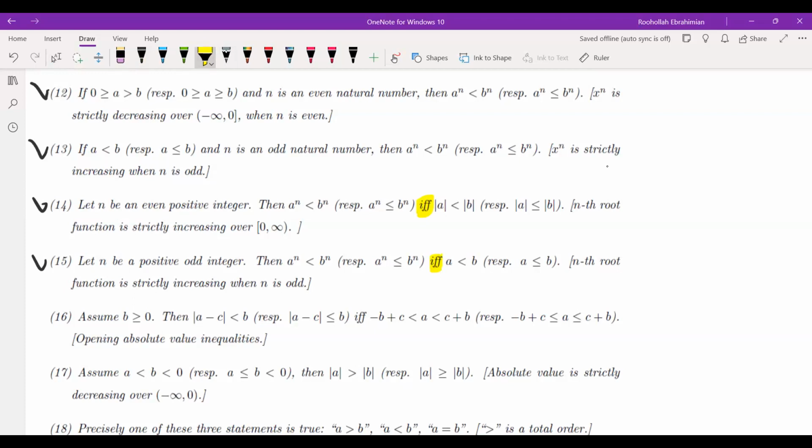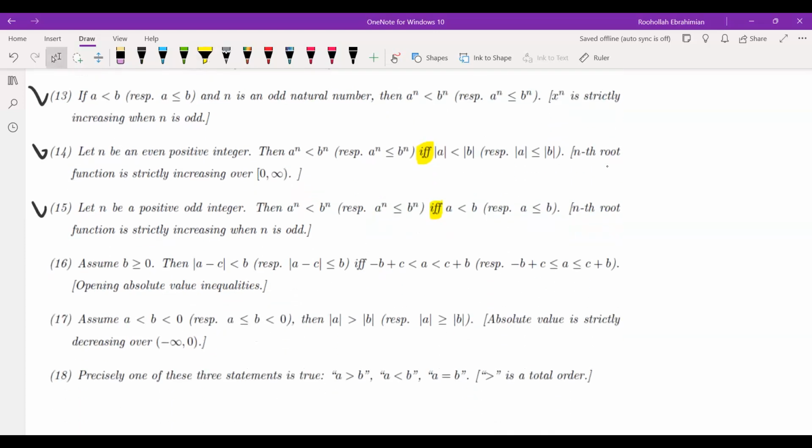Next one is talking about how to open up inequalities involving absolute values. If absolute value of a minus c is less than b, then you can get a is between c minus b and c plus b. So this is the inequality that we can get from here, and vice versa, of course.